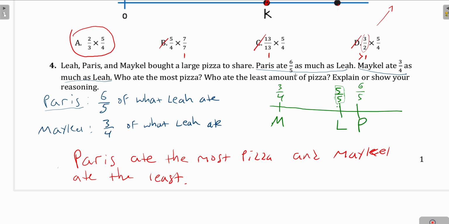Paris ate 6/5 as much as Leah. So whatever Leah ate, Paris ate more than that. And Michael ate 3/4 of what Leah ate. So whatever Leah ate, Michael ate less than that. So that's why this made sense. Michael ate 3/4 over here, which is less than Leah, and Paris ate more than Leah, so that's why it's over here.